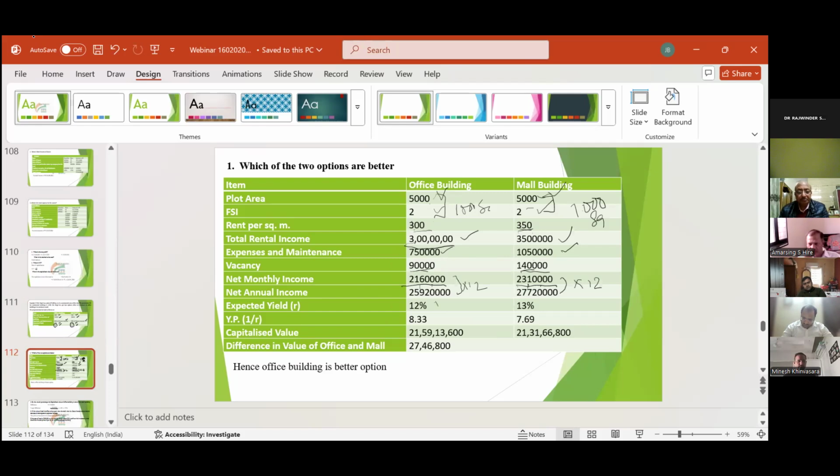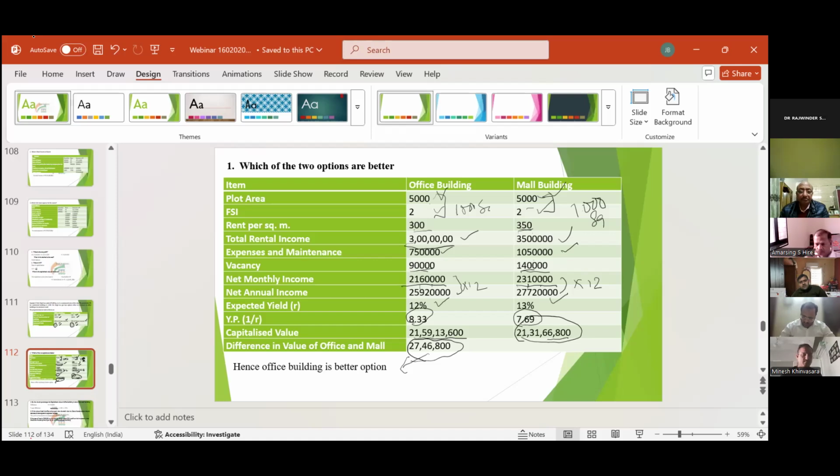And then yield here it is 12%, it is 13%. For 12%, YP will be 100 upon 12, 8.33. For 13%, 100 upon 13, it will be 7.69. You calculate capitalized value for office building, it comes out to be 21 crore 59 lakh 13,600, and this comes out to be 21 crore 31 lakh 66,800. So of course, office building is better, as it has more value of 27 lakh 46,800.